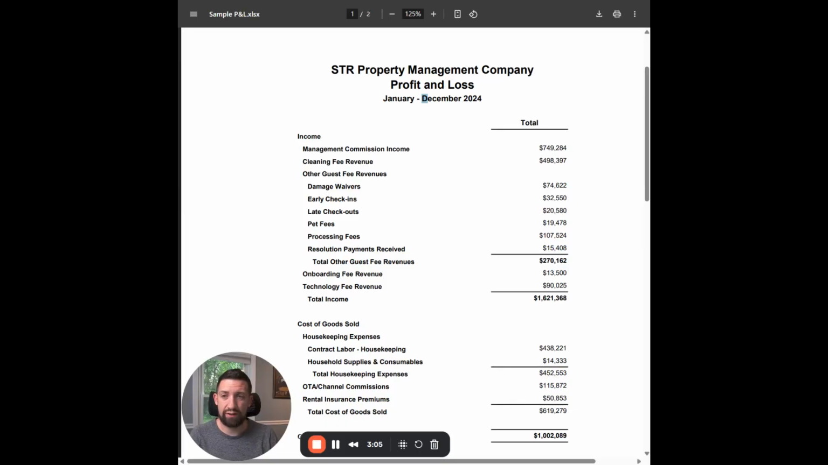Some key comparisons to look for here, your cleaning revenue versus your housekeeping costs. Make sure you're not losing money on cleans. And then your damage waiver income versus your insurance premium. Again, making sure you're at least covering your cost, if not making a small margin here. These comparisons can help you evaluate the profitability of each of your service lines and identify places where you might need to adjust your pricing. Last line here is gross profit, which is revenue minus your cost of goods sold expense.